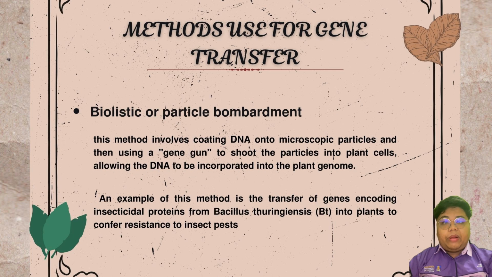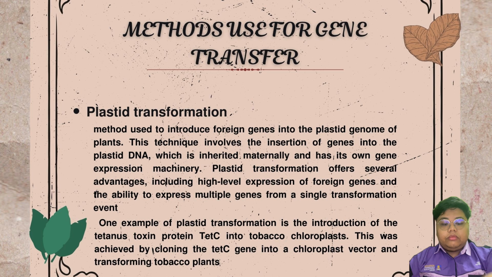Second, biolistic or particle bombardment. This method involves coating DNA onto microscopic particles and then using a gene gun to shoot the particles into plant cells, allowing DNA to be incorporated into the plant genome. An example of this method is the transfer of genes encoding insecticidal proteins from Bacillus thuringiensis (Bt) into plants to confer resistance to insect pests.